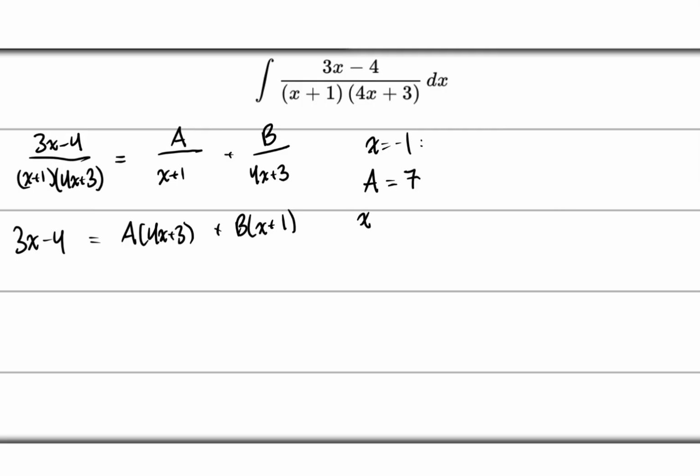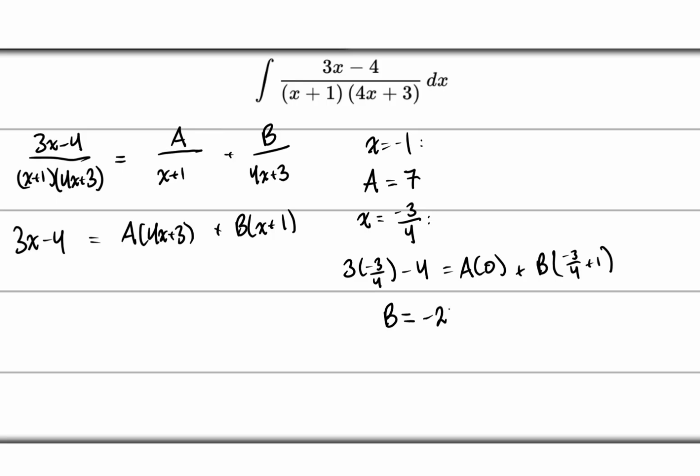Similarly, we're going to make x equals -3/4. And this is because now we want to solve for B, so we want to cancel out A to isolate B. And so we get 3(-3/4) - 4 equals A(0) plus B(-3/4 + 1). And so, doing some basic algebra, you get B equals -25.